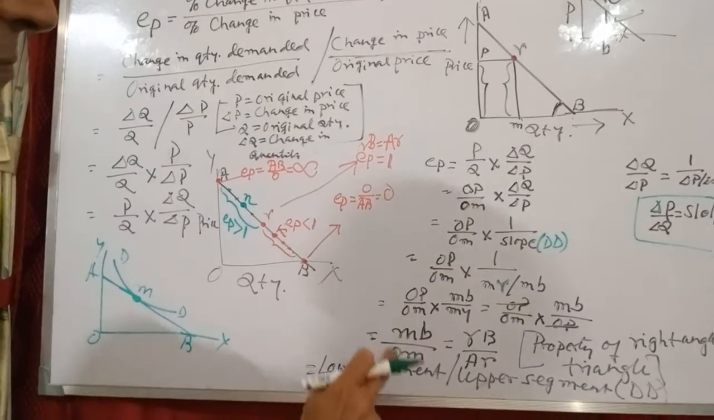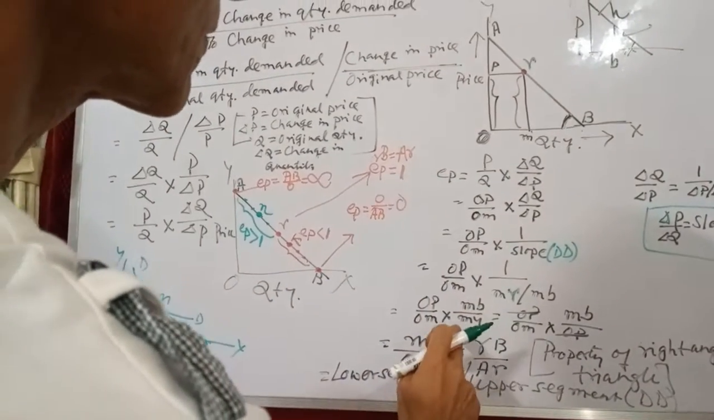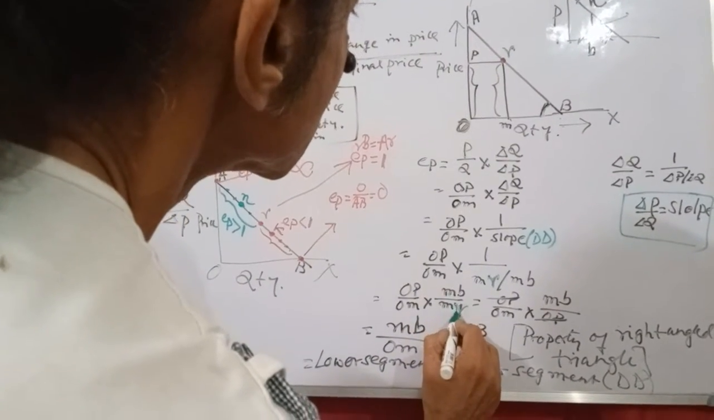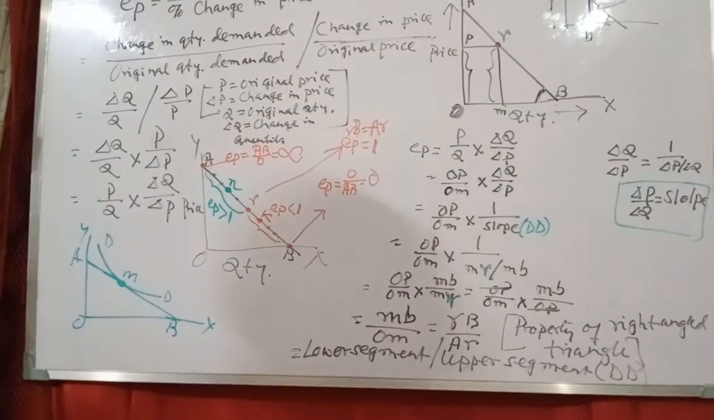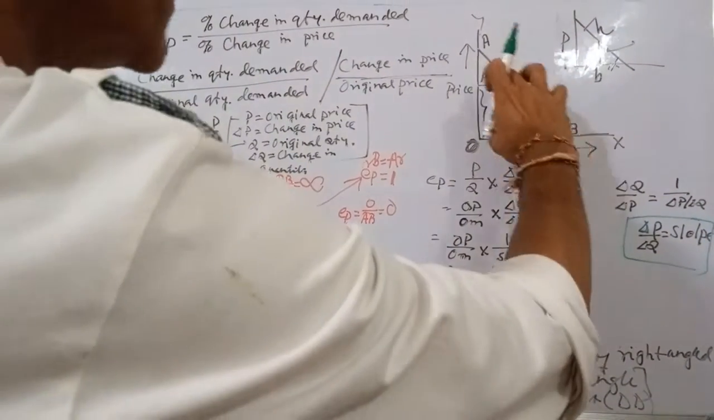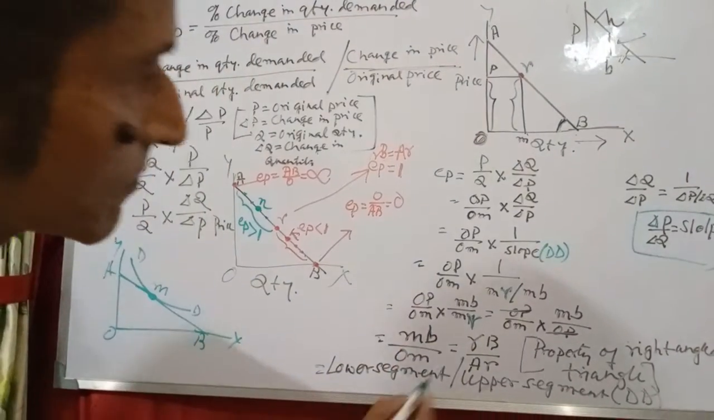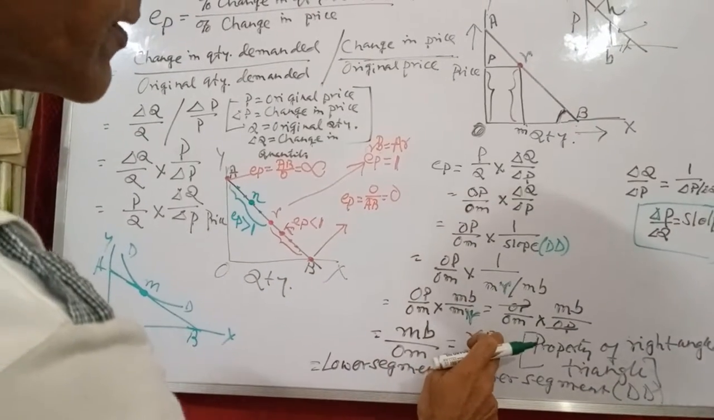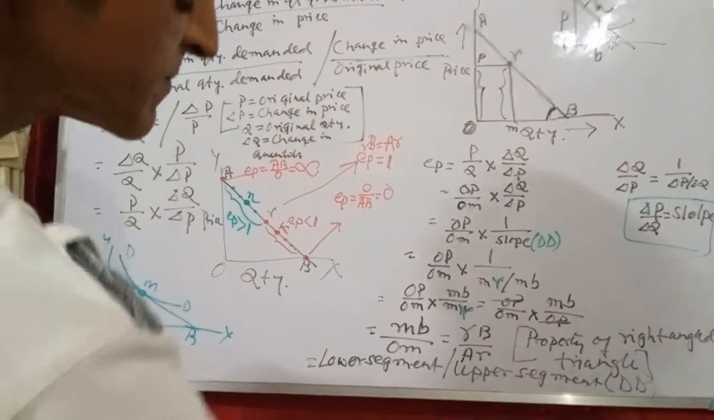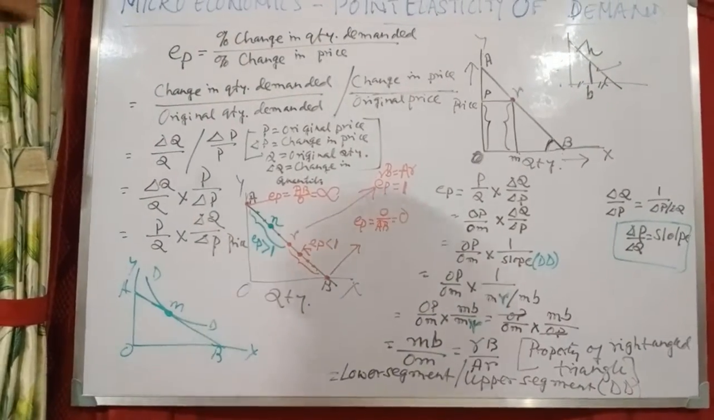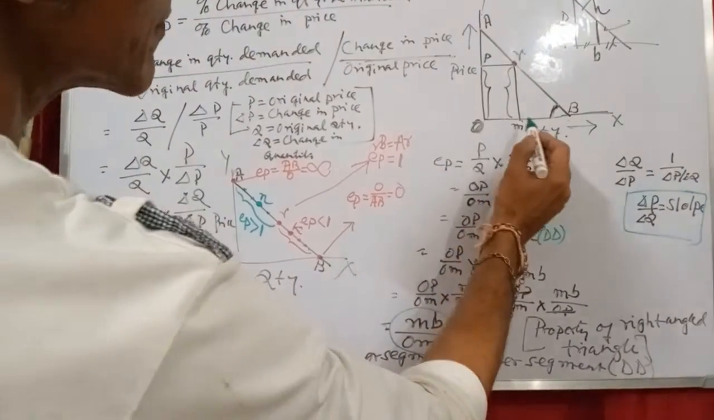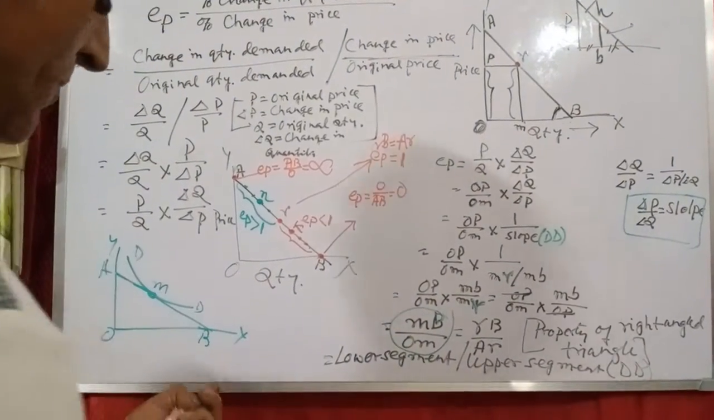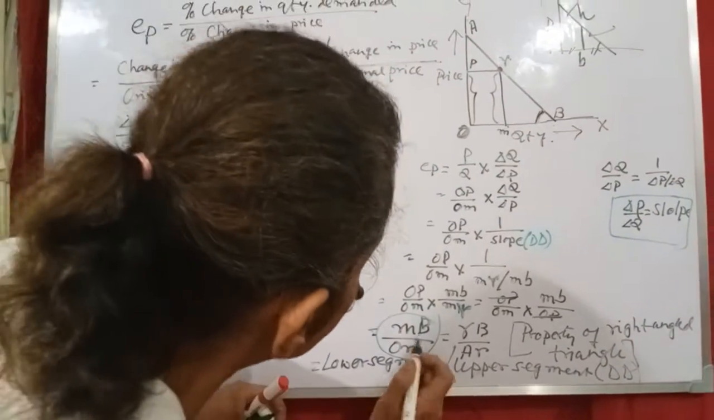So OP by OM into MB by MR. MR is equal to OP. So OP by OM into MB by OP, the OP cancel out each other. So what remains? Remains MB by OM. MB is capital B, not small b. I have written capital B, so it will be capital B.